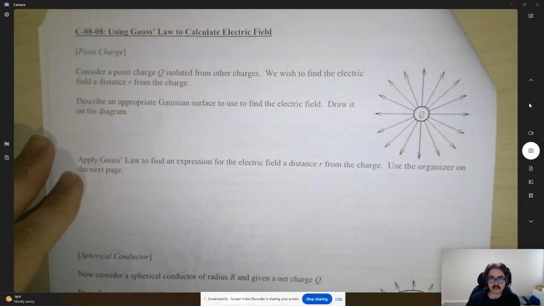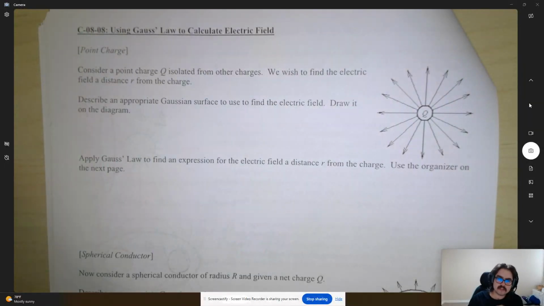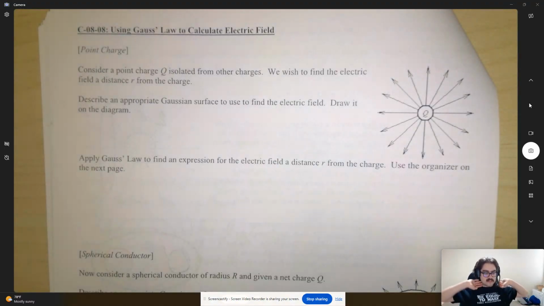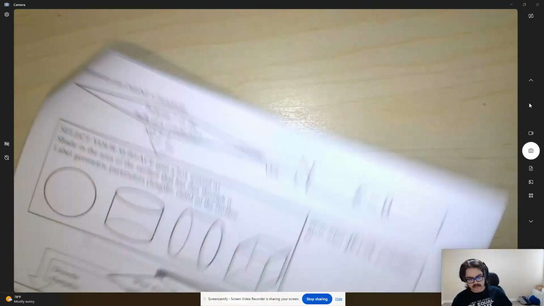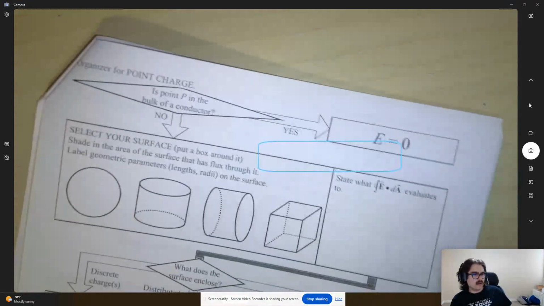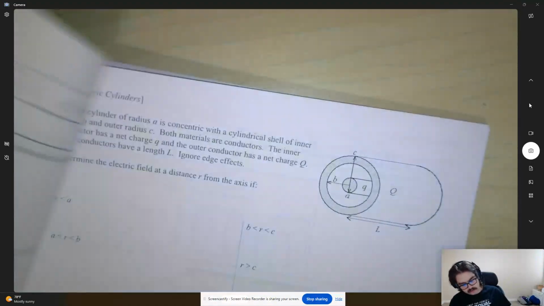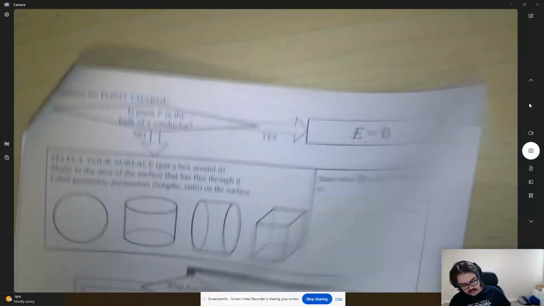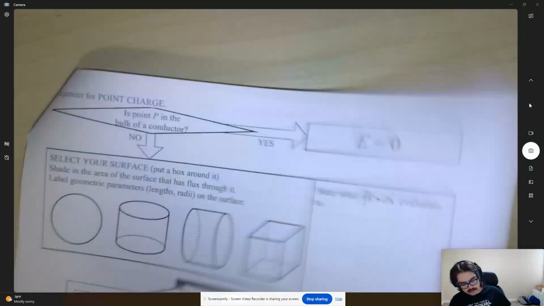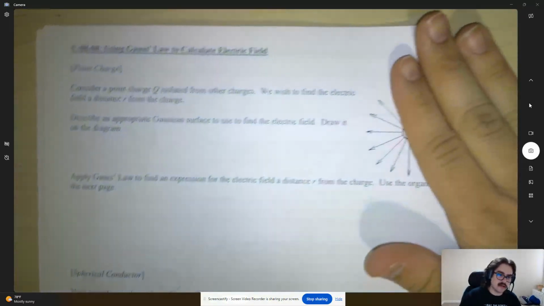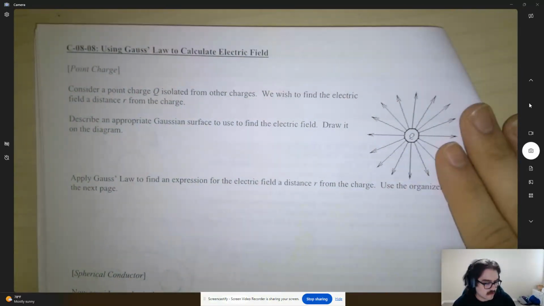Right. This is section 8, which is where we actually are going to apply Gauss's law and use that to calculate electric fields. It's different for a bunch of different cases. We're going to look at the point charge, and there's a spherical conductor. I think there's a line of charge. There's a spherical insulator, line of charge, concentric cylinders, and a plane of charge and parallel plates. Yeah, it's a mess. There's a lot. But it's mostly graphic organizers, and the organizers don't take too long to fill in.